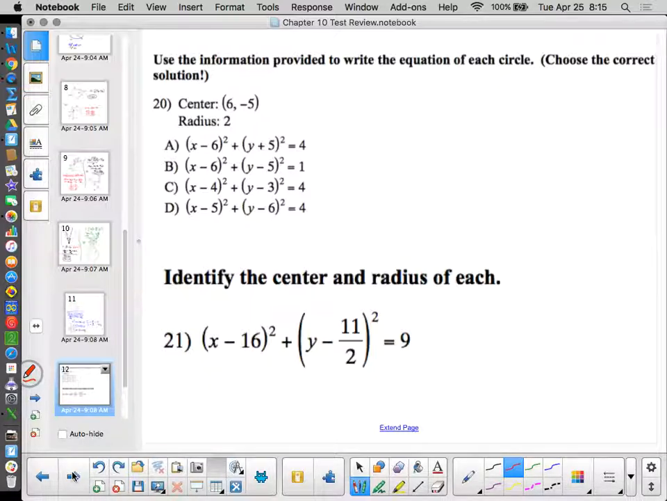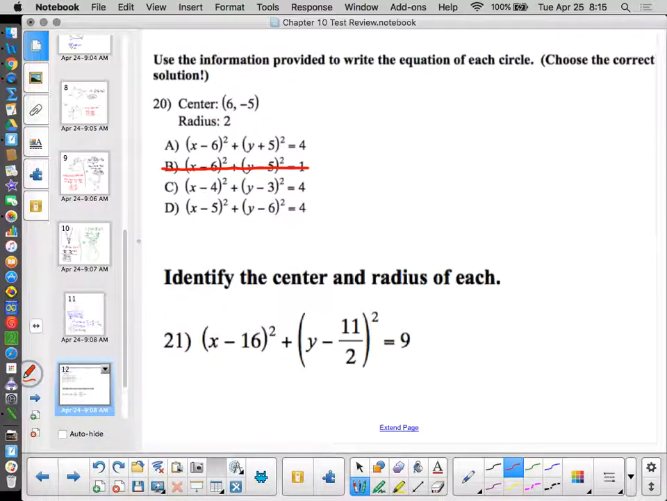Center 6, negative 5. The radius is 2. It's a great practice for your test coming up on Thursday and Friday too. When you're faced with a multiple choice question, eliminate any obviously wrong answer. Is there any answer there that is different from all the others and obviously wrong? B is different. How is B different? It ends with a 1 instead of a 4. Now, does that make sense? It doesn't, because the radius is 2 and that has to be radius squared. So I know that B is incorrect.